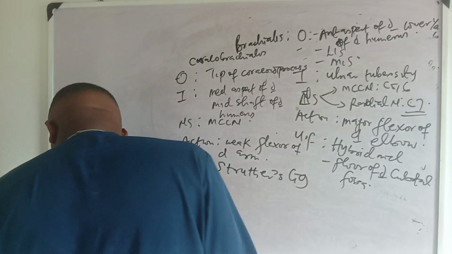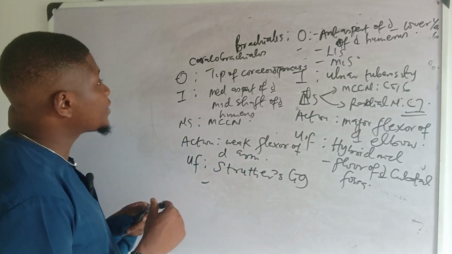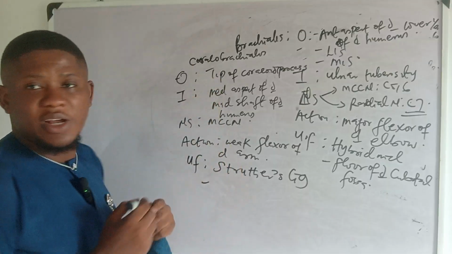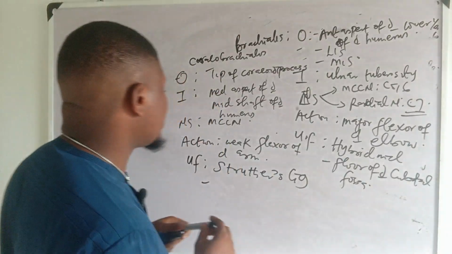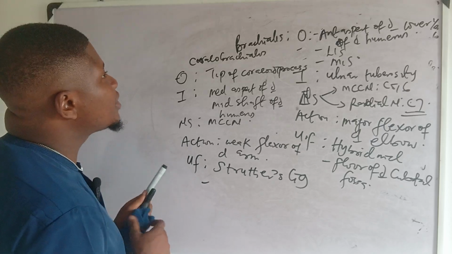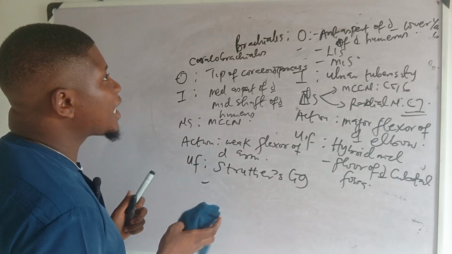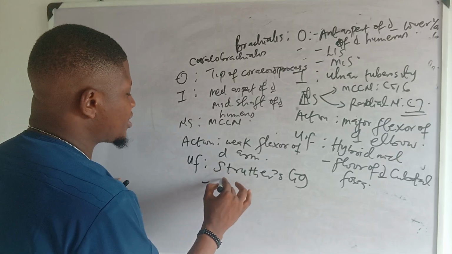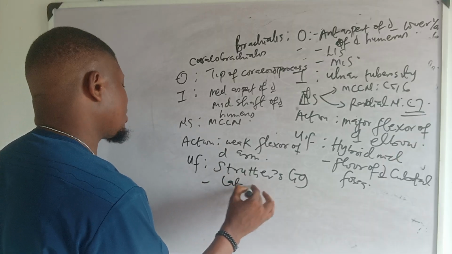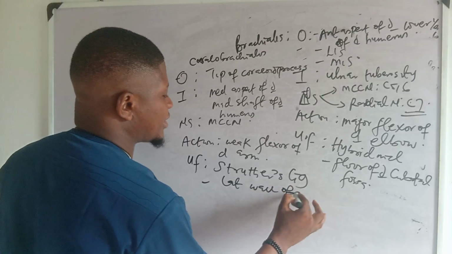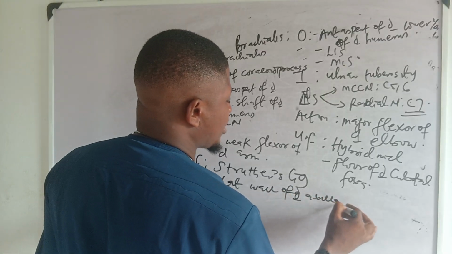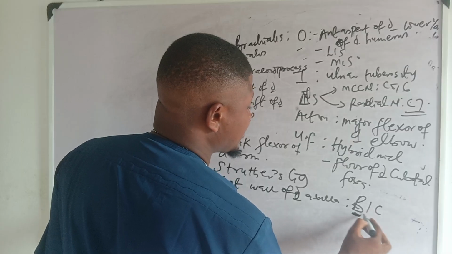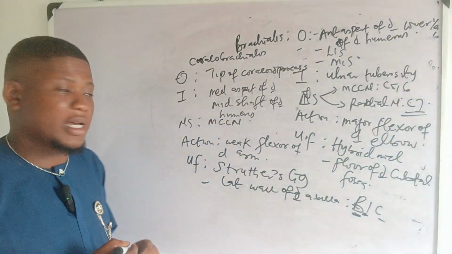Another thing about coracobrachialis you should know is that the musculocutaneous nerve passes between the two heads of coracobrachialis. We say it's in the brachial plexus. Then the next thing is that it forms the lateral wall of the axilla. If you remember, we said that the lateral wall of the axilla is BIC: biceps, intertubercular sulcus, and coracobrachialis.